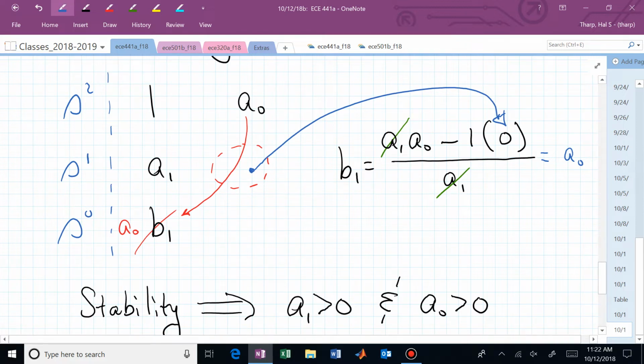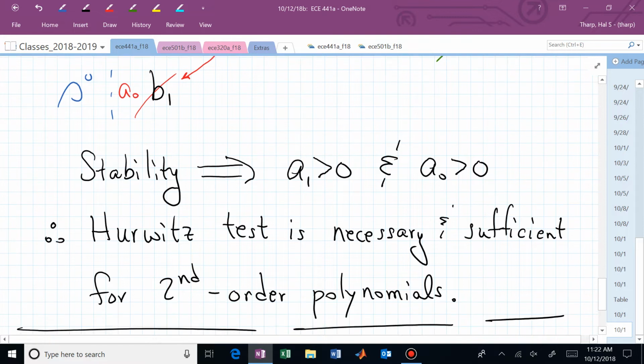For stability, we want no sign changes in the left column. 1 is a given as positive. That's in the first row. The S1 row, A1, we want that to be positive, and we want S sub 0 to be positive. So the Hurwitz test, which is really present and positive, that, based on the Routh array, is now a sufficient condition for second order polynomials.